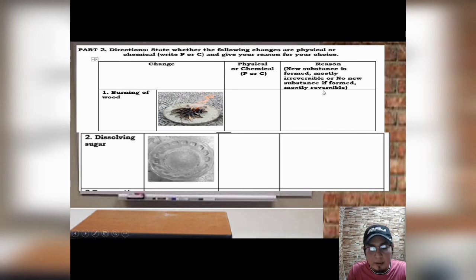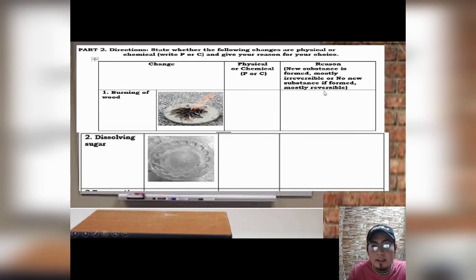Naalala niyo yung kanina, yung melting ng ice, yung unang-una natin ginawa. Nakikita nyo, di ba sabi ko sa inyo, malaki yung part nun sa discussion. Pwede nating i-reverse yun. From ice to water, then water to ice. Okay, ibig sabihin, reversible, pwede nating baligtarin yung process. Okay? That is an example of physical change.